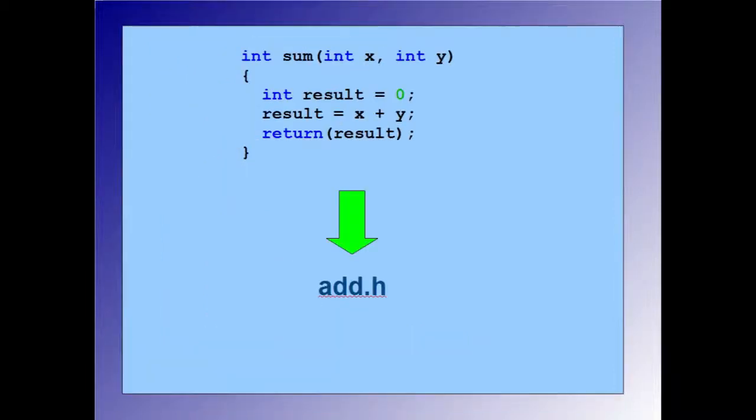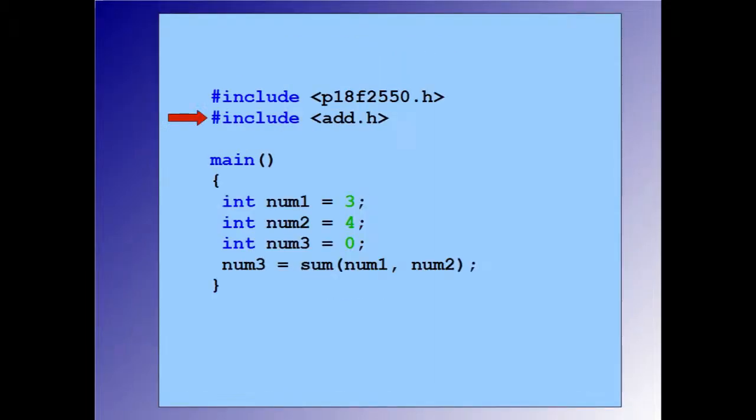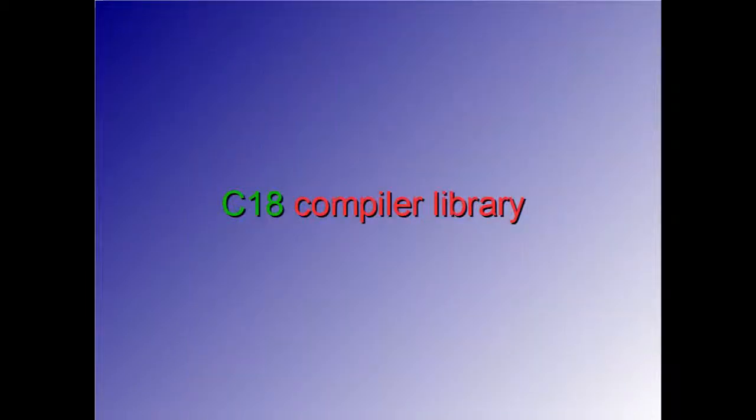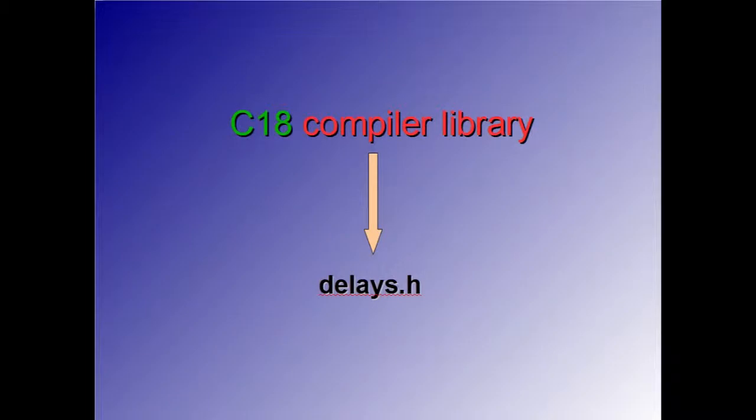If we store this function in a file and call it add.h, the only thing we need to do in order to use it is to add a line with the directive include. The C18 compiler has an extensive library of useful functions that we can include in our code. I think you have guessed which one is the one that we are interested in, a delay function. Well, lucky enough, there is a function, part of the C18 compiler, which is located in a file named delays.h.